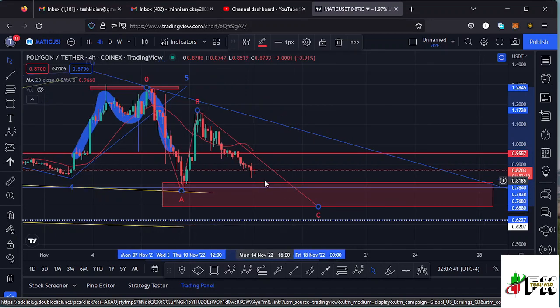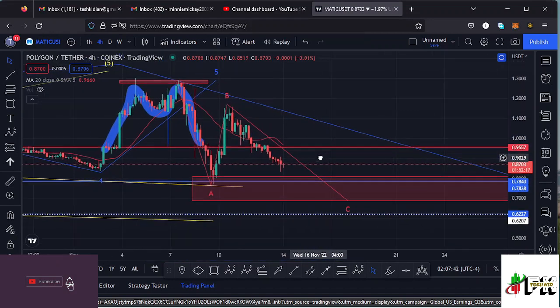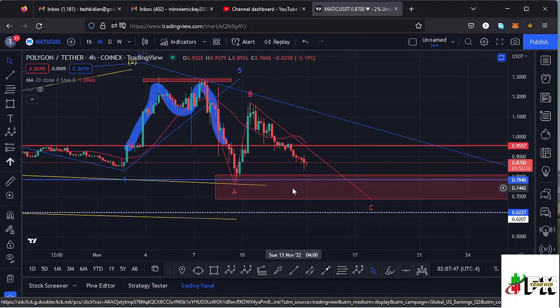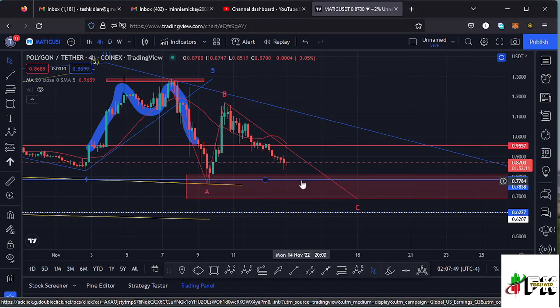So my primary scenario here on the Polygon Matic chart is that lower prices are coming our way, and that will be taking us down into this target area that I have drawn out here on this chart. And for that to also play out, I expect us to lose the key area of support at around the $0.78 mark. There is a key area of support at around the $0.78 mark.